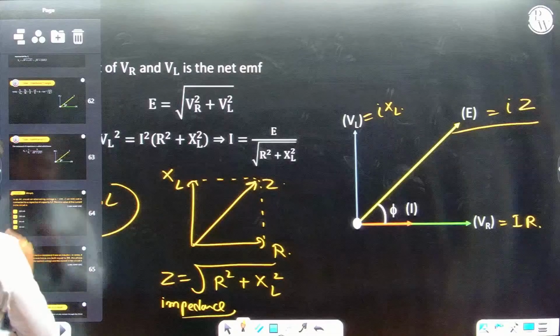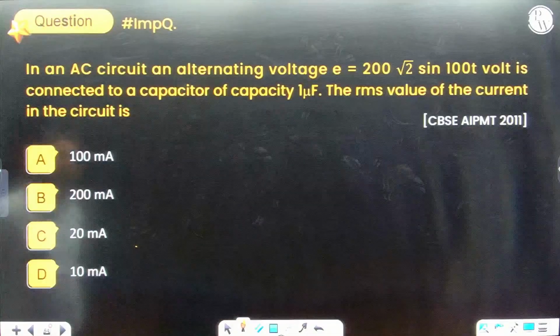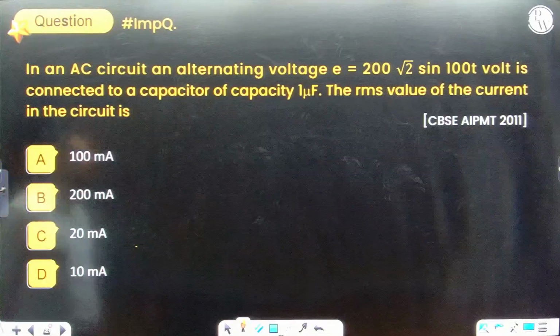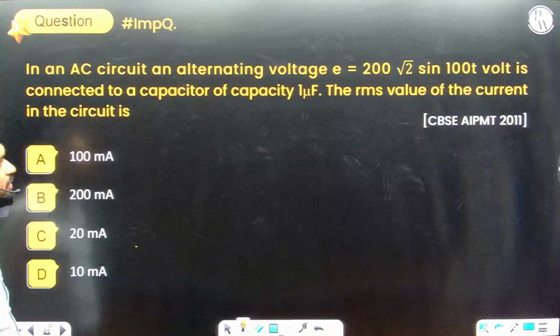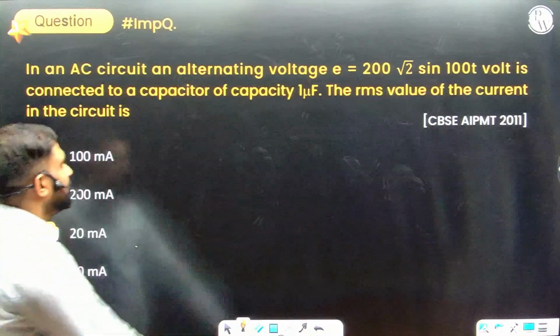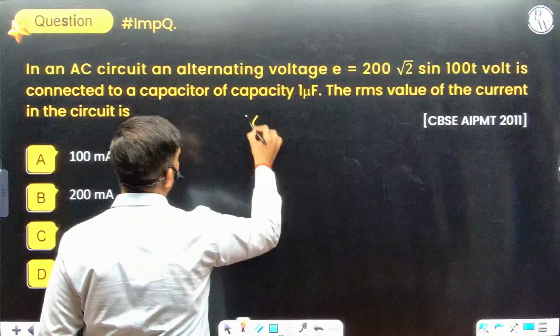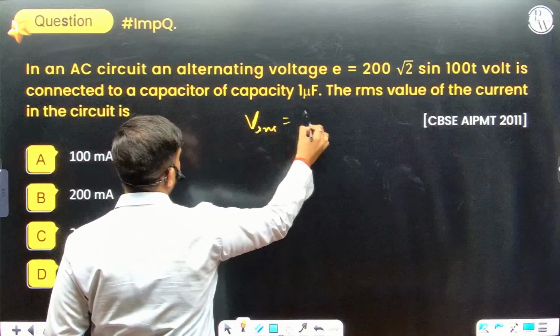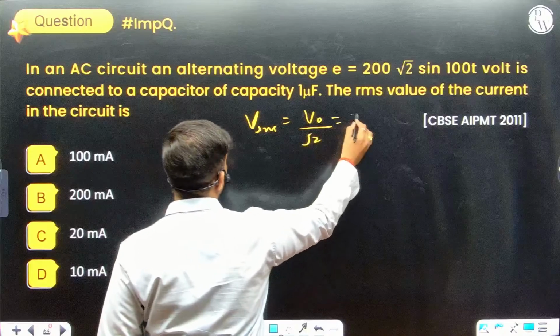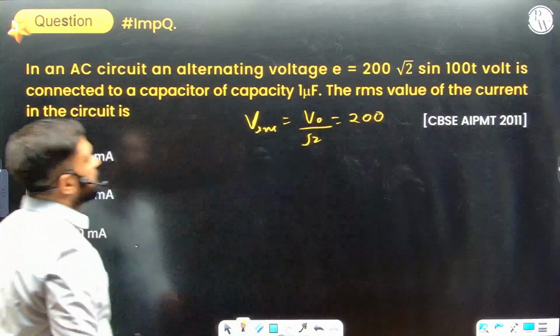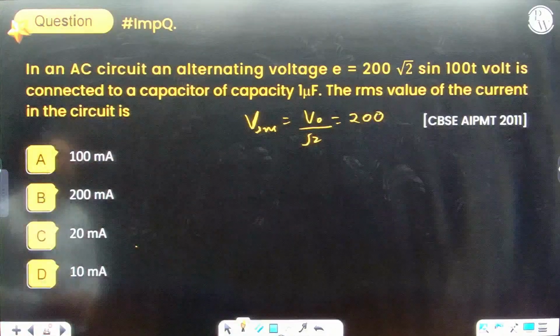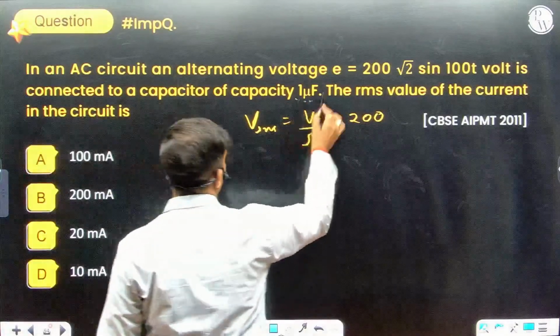Let's take one more question. They are saying in the AC circuit, an alternating voltage E is equal to 200 root 2 sin omega t, so the peak value is 200 root 2, and the RMS value of the voltage is the peak value by root 2, which is 200 here. The omega is 100, connected to a capacitor of capacity 1 microfarad.